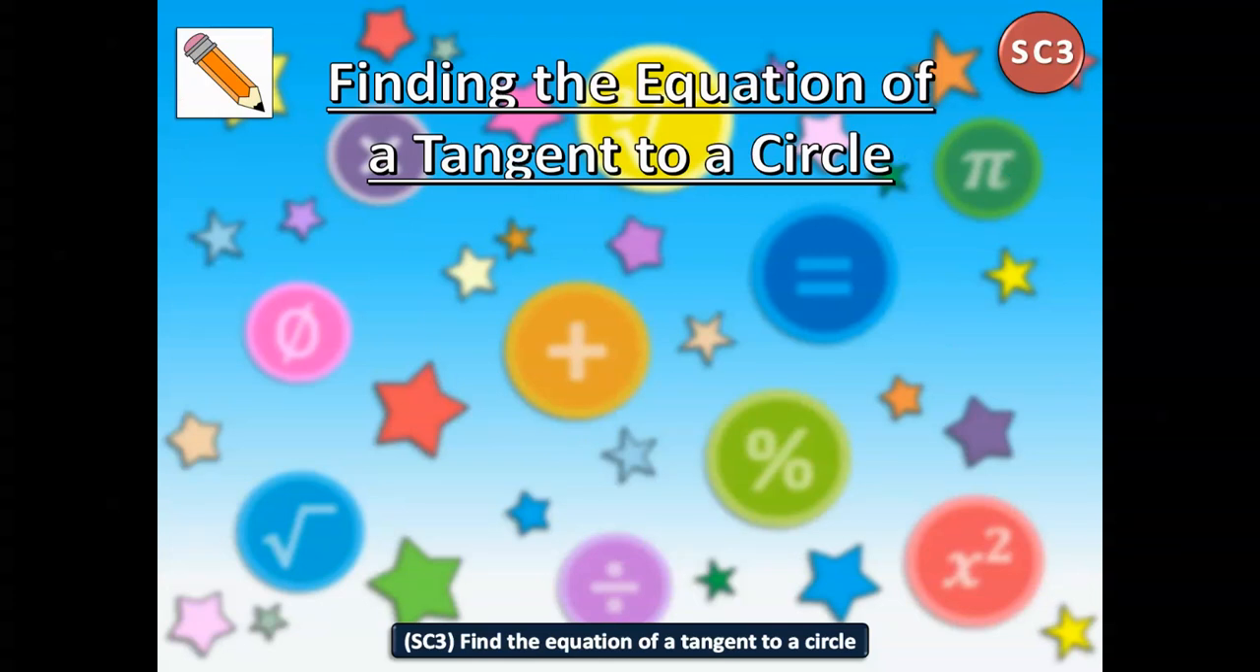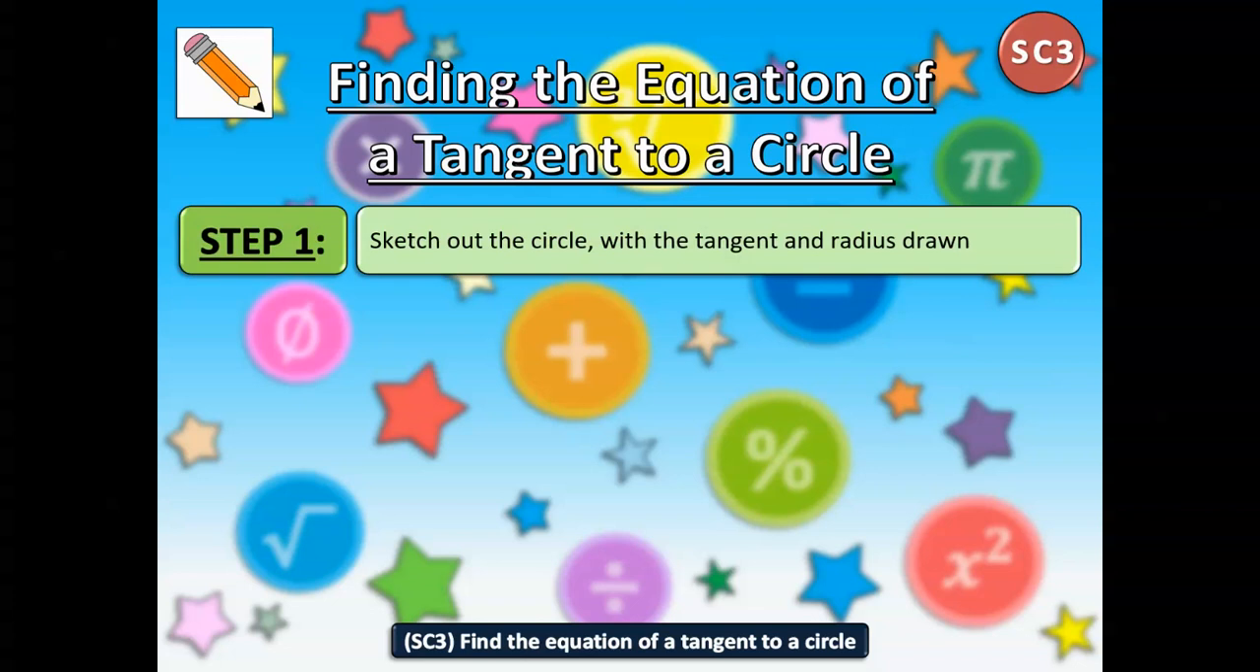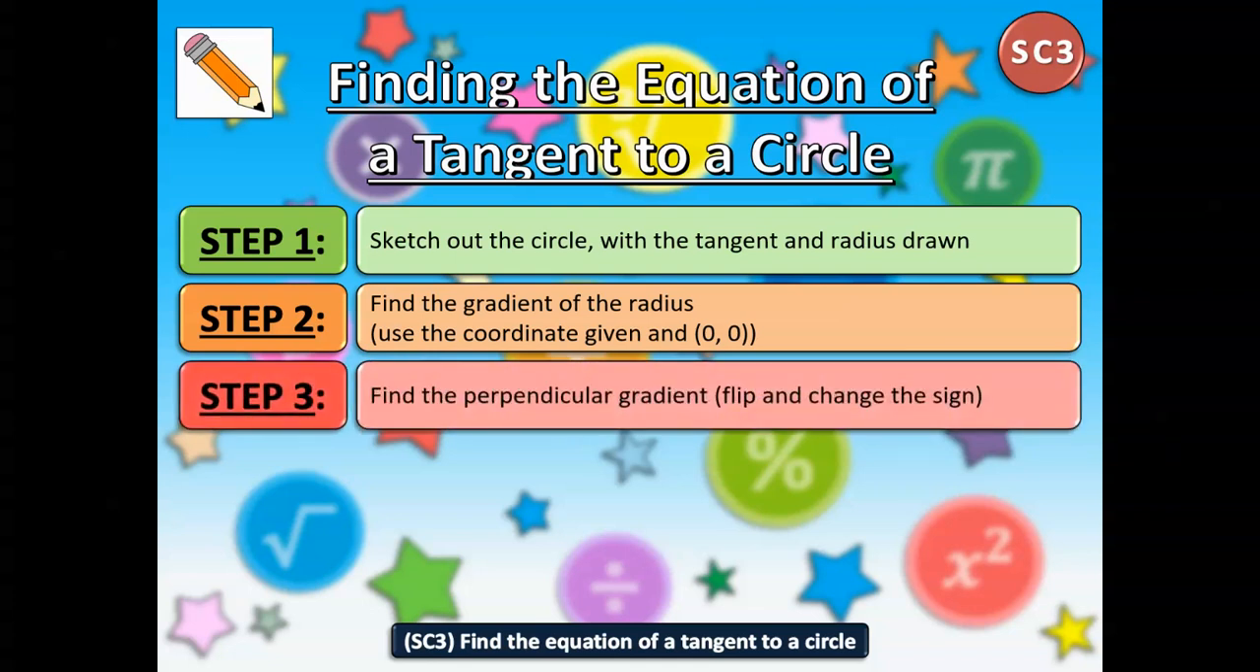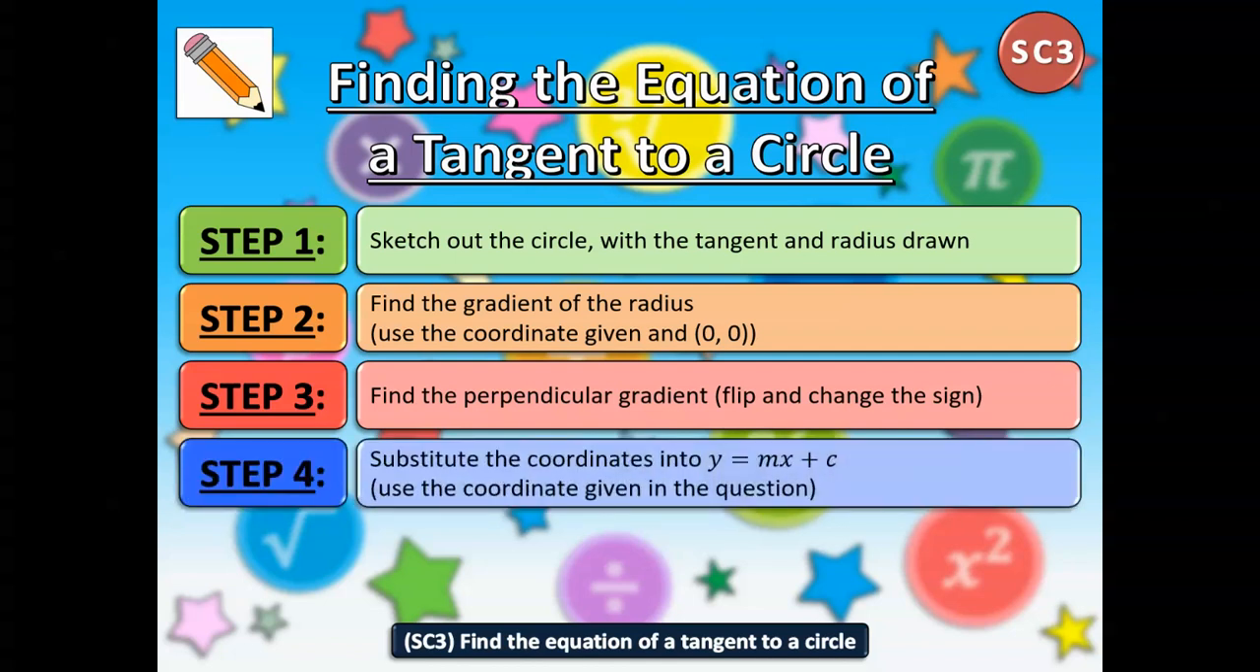So finding the equation of a tangent to a circle. First of all, make a sketch. Then find the gradient of the radius. Then find the perpendicular gradient. So this is the negative reciprocal. Then substitute the coordinates into y equals mx plus c.